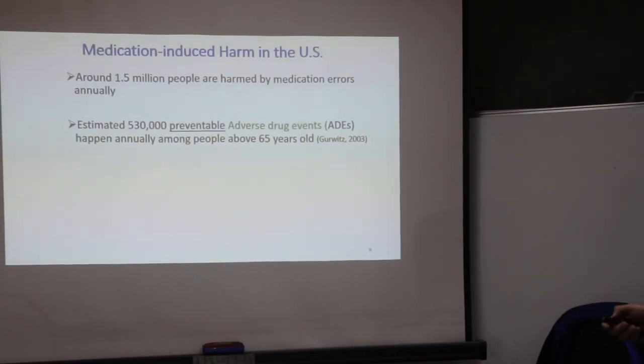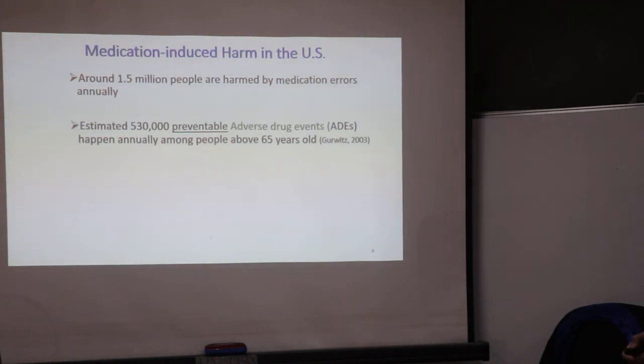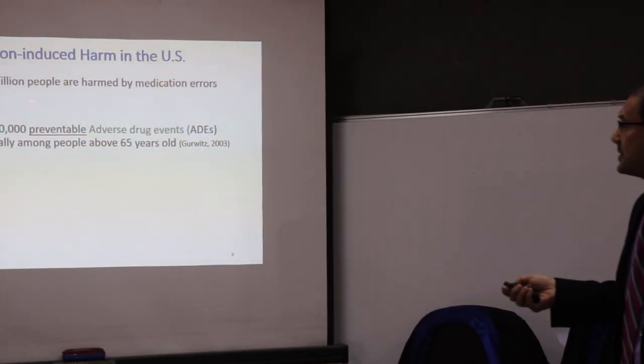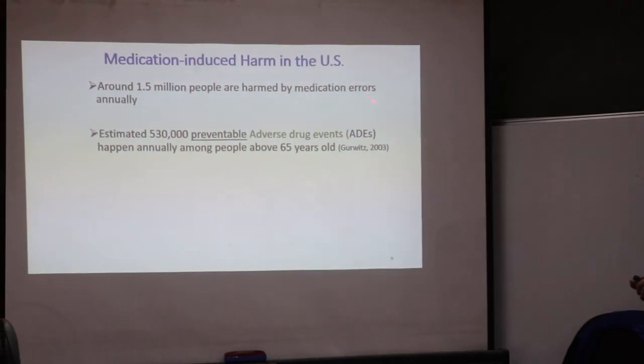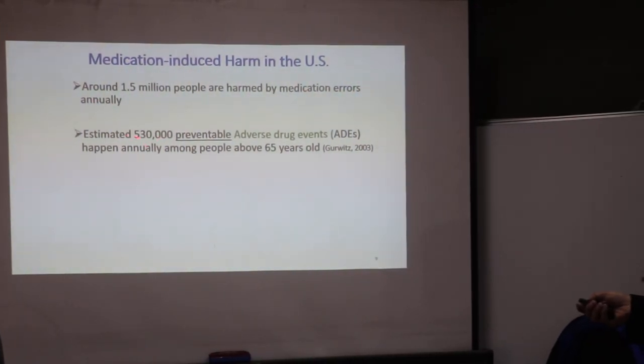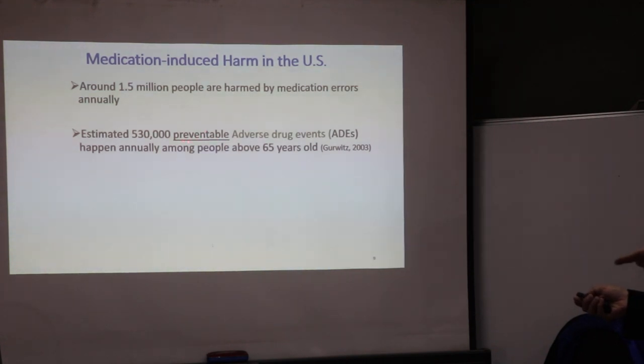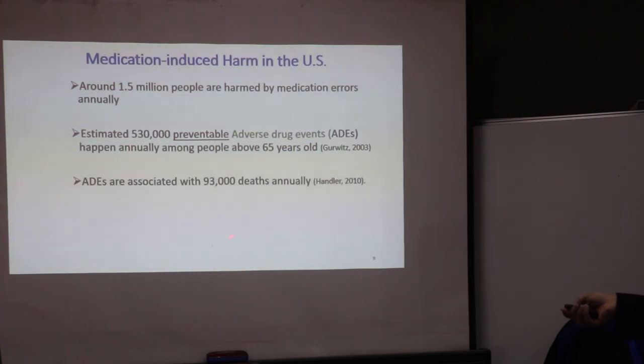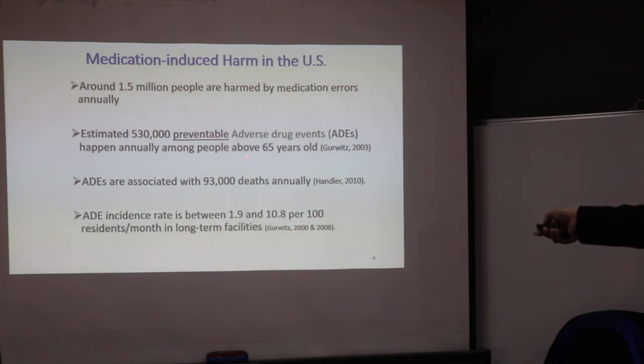Now we talked about the nursing homes. The second part of my thesis will talk about adverse drug events, the medication-induced harm in the United States, because as pharmacists, we care about medication safety. In the United States, more than 1.5 million people are harmed by medication errors annually. More than 500,000 of them experience preventable adverse drug events. When I say preventable, we can prevent those adverse drug events among elderly people. Also, the literature review showed more than 93,000 deaths annually due to adverse drug events. These are really scary numbers.